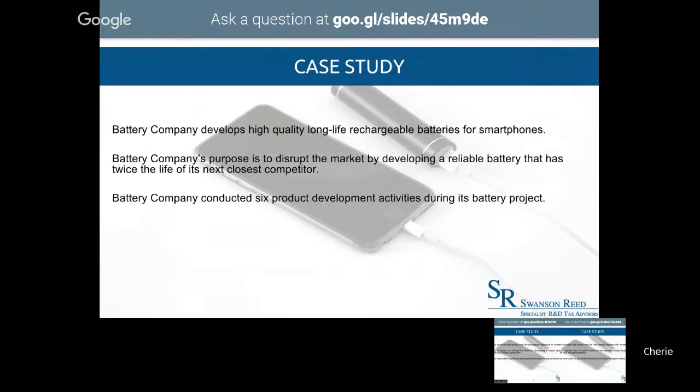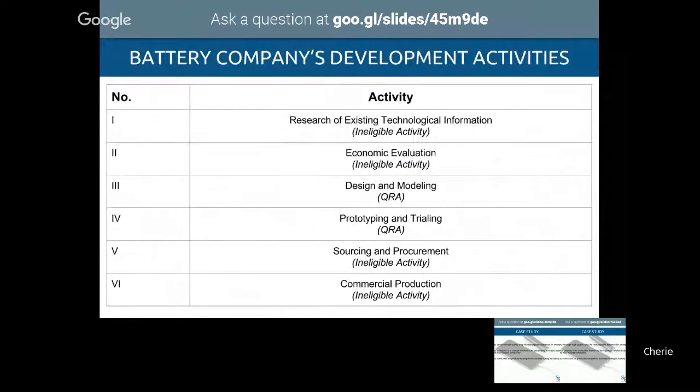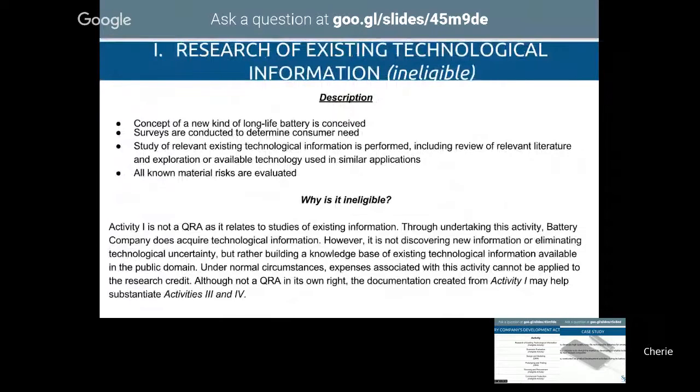We are running low on time. I want to quickly walk everyone through a case study to help us better understand documentation. Quick case study. This company is a manufacturer of long life rechargeable batteries for smartphones, and they engaged in 6 product development activities during its battery production. These 6 phases, I want to quickly walk you through each phase to determine which is an eligible activity and an ineligible activity. Research of existing technological information.